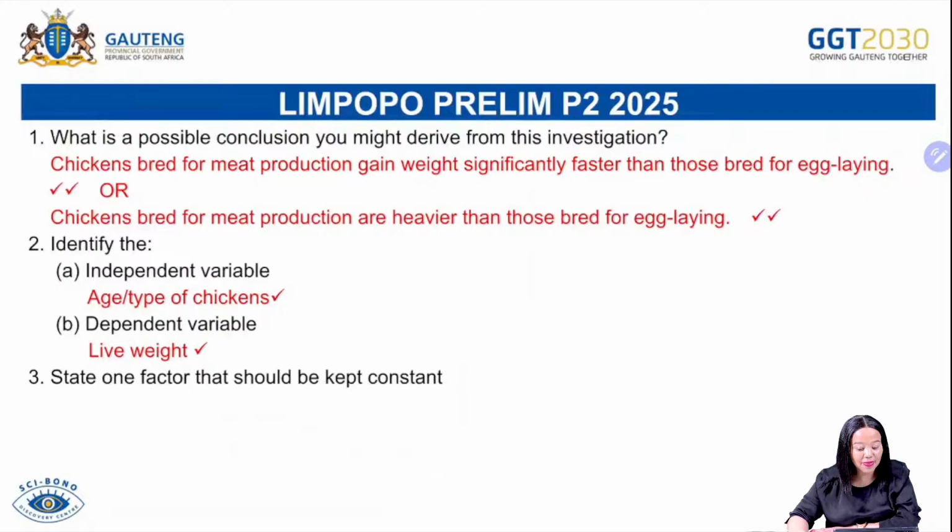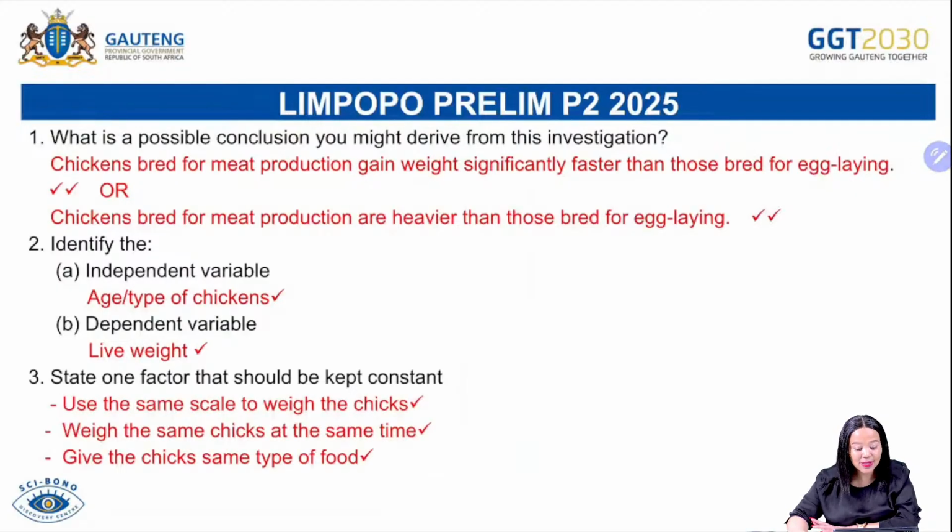State one factor that should be kept constant. These are the factors that could be kept constant. Remember here, it says could be kept constant. Use the same scale for weighing the chicken. Weigh the same chickens at the same time. You cannot decide that you will weigh the egg-laying chickens in the morning and the ones that are bred for meat production in the afternoon. That on its own will affect the validity of the results. Give the chicks the same type of food.